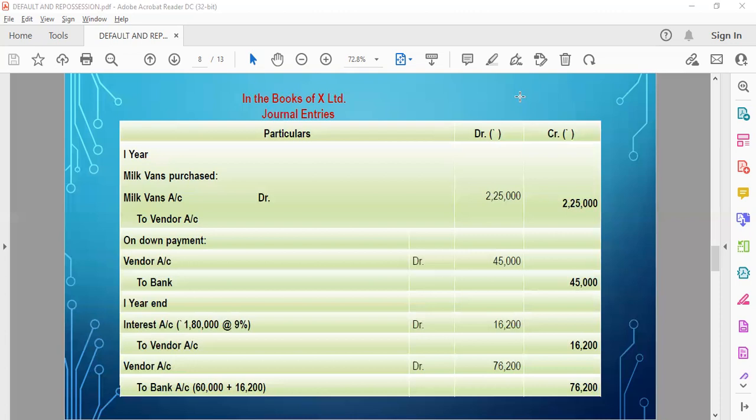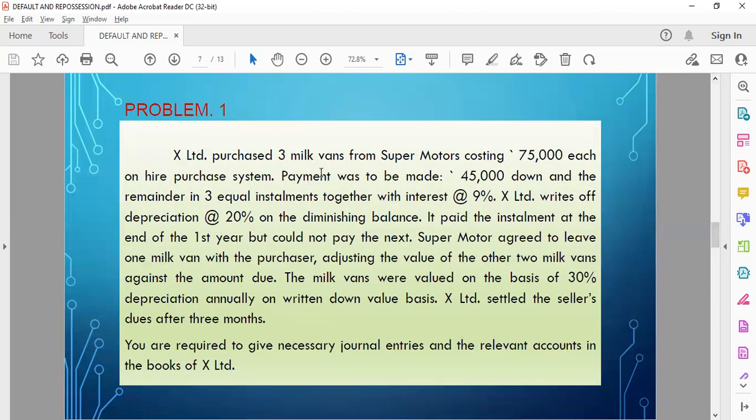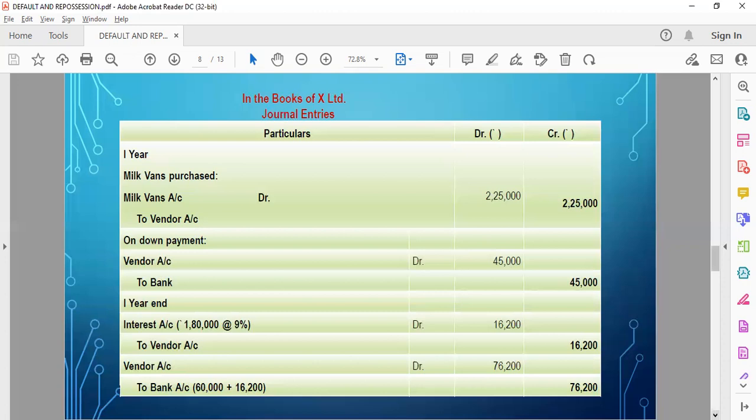So the next journal entry is they are making the payment, right? What is the agreement? They have agreed to pay in 3 equal installments. Already they have paid 45,000. Now the balance 1,80,000 is there. That 1,80,000 they agreed to pay in 3 equal installments. 1,80,000 divided by 3, how much amount will you get? 60,000. Already interest is here, right? 16,200.